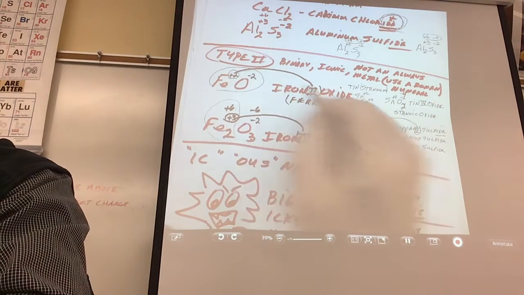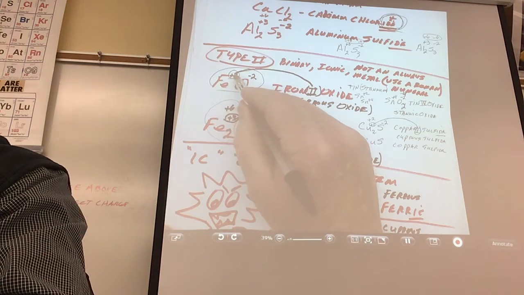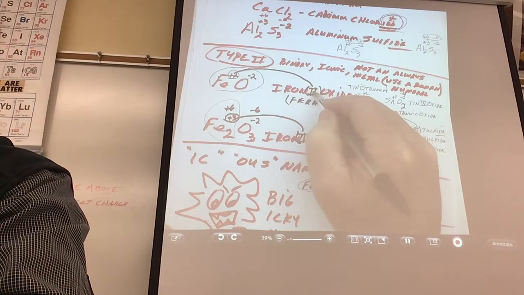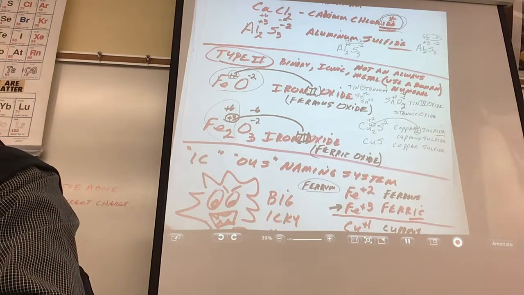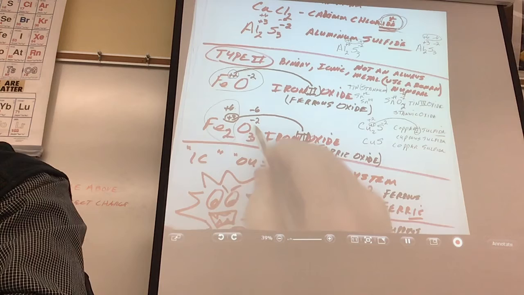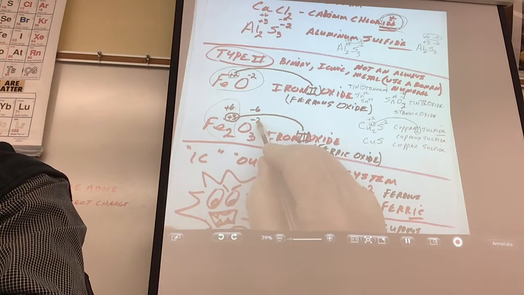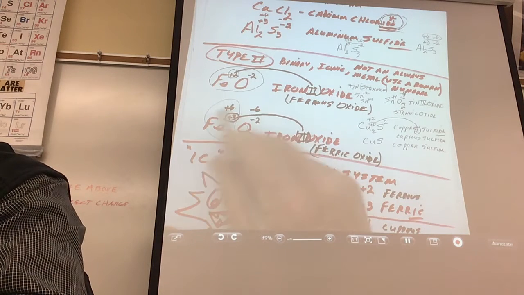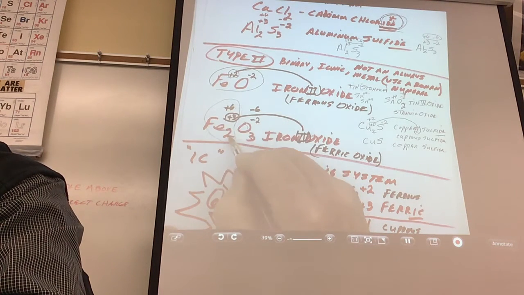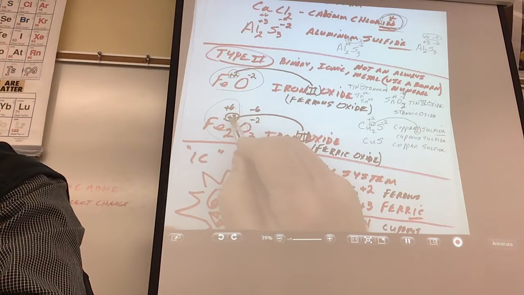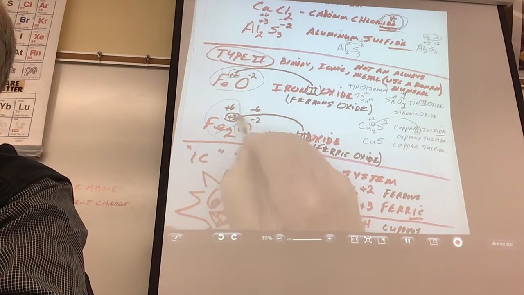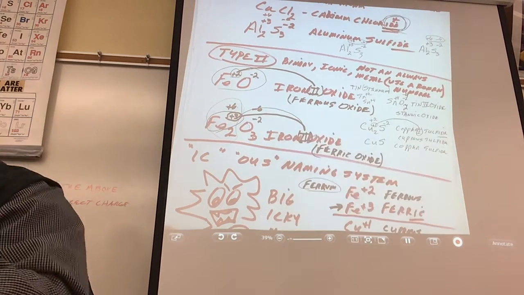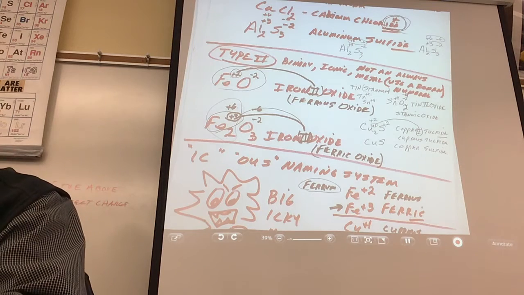The Roman numeral is the charge on the metal. Charge on the metal is 2, so now I'm going to call it iron 2 oxide. Let's go down here. Each oxygen is -2. I have 3 of them. That's -6. You have to be +6. 2 times what equals +6? Plus 3. What is each iron? Each iron is 3, isn't it? So I say iron 3 oxide.